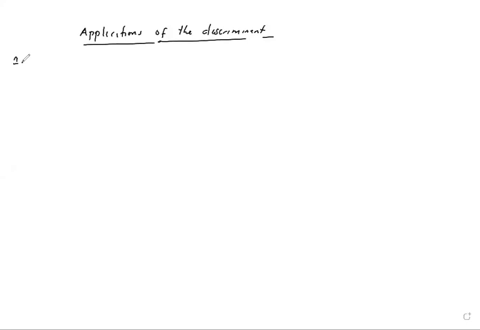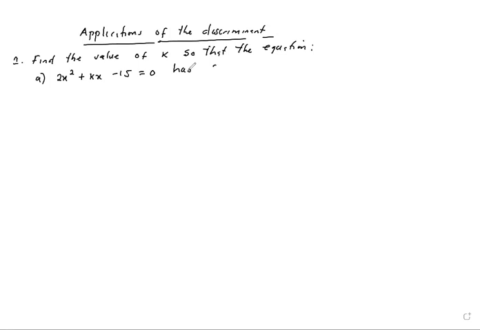Find the values of k so that the equation (a) 2x squared plus kx minus 15 is equal to 0 has 3 as one of the roots.